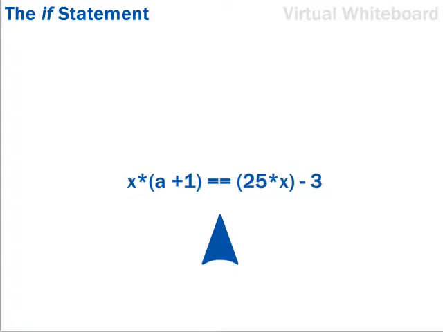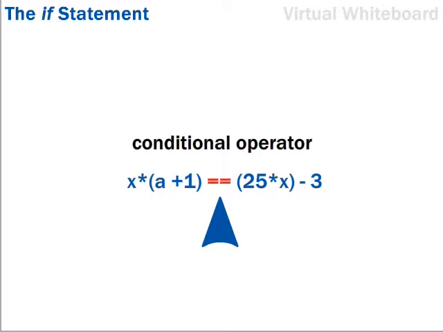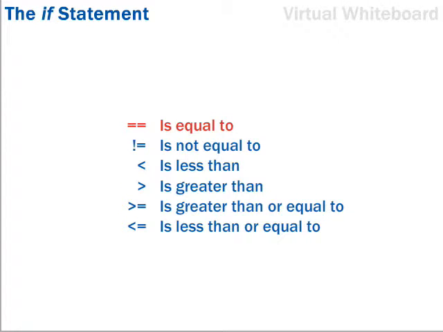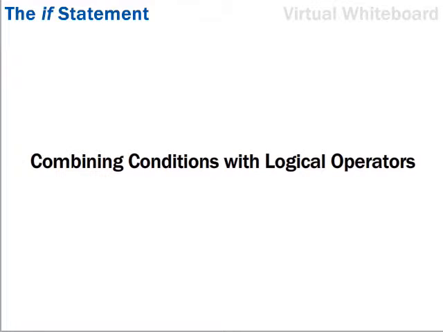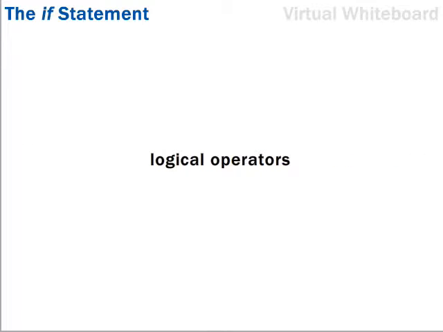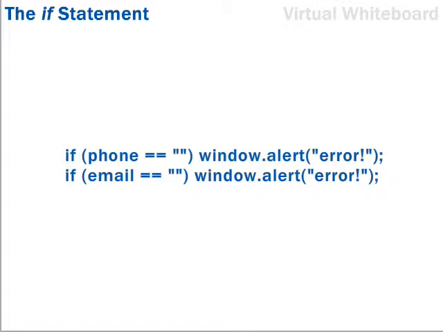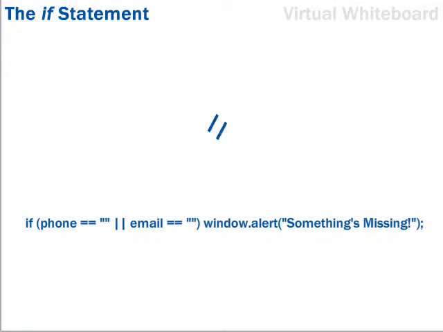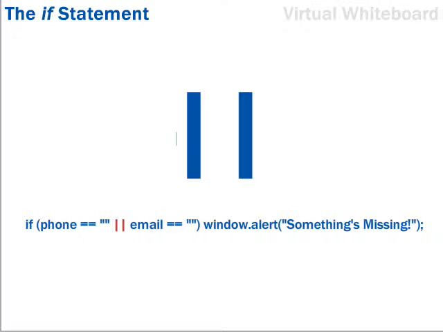Between the two values to be compared is a conditional operator. This operator tells JavaScript how to compare the two values. For instance, the is equal to operator is used to test whether the two values are equal. A variety of conditional operators is available. Often you'll want to check a variable for more than one possible value or check more than one variable at once. JavaScript includes logical operators, also known as Boolean operators, for this purpose. For example, these two statements check different conditions and use the same action. Using a logical operator, you can combine them into a single statement. This statement uses the logical OR operator to combine the conditions.